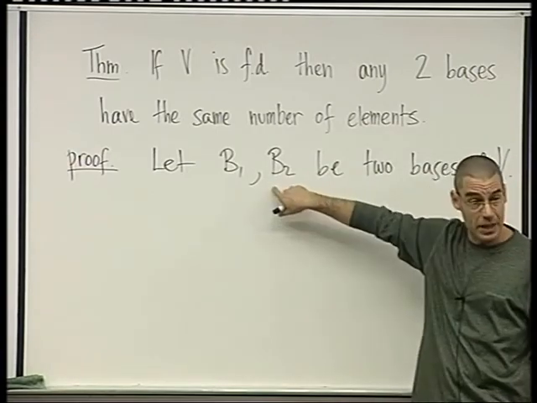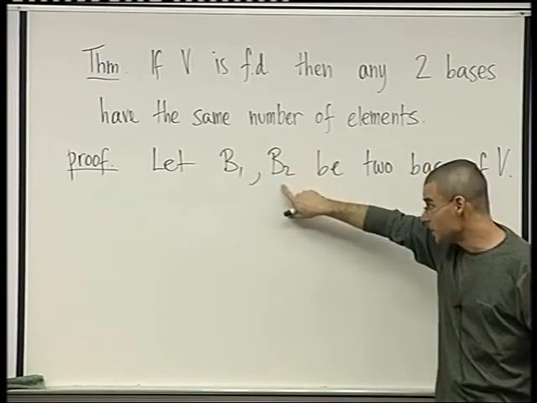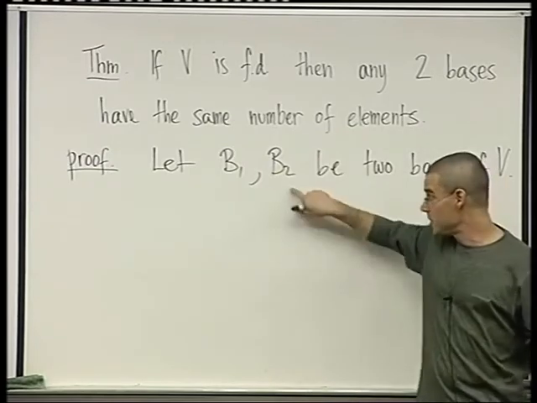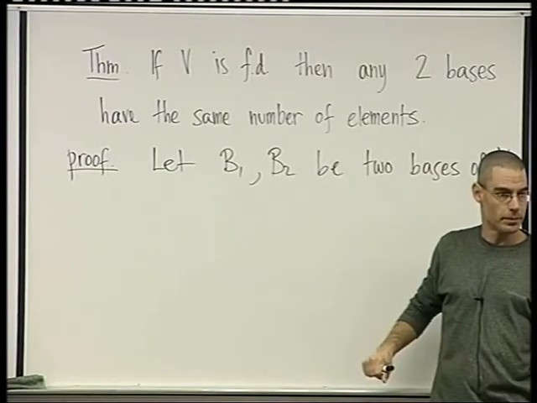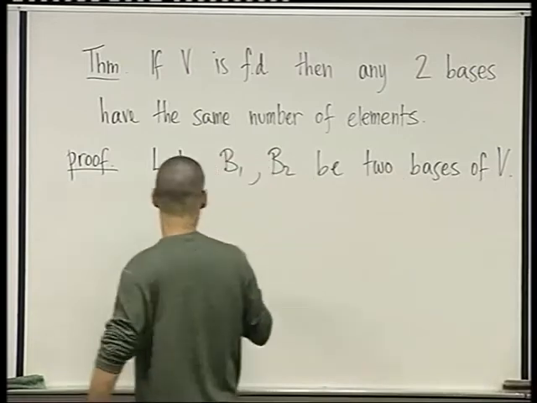B2 is a spanning set, B1 is a linearly independent set, therefore the number of elements of B2 is greater than or equal to the number of elements of B1. And if this is greater than or equal to this, and this is greater than or equal to this, they're equal in terms of number of elements. Clear? That's the proof. Let me write it.